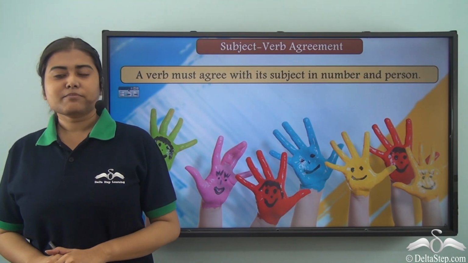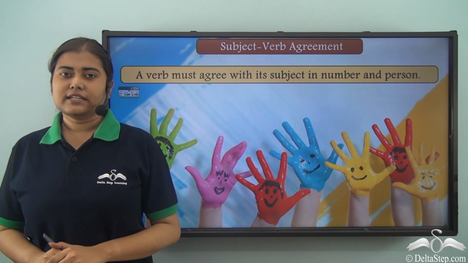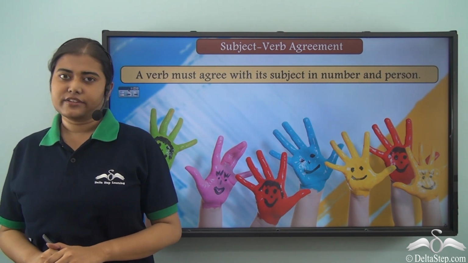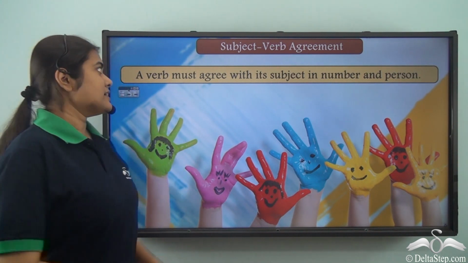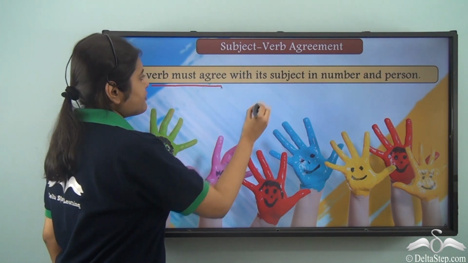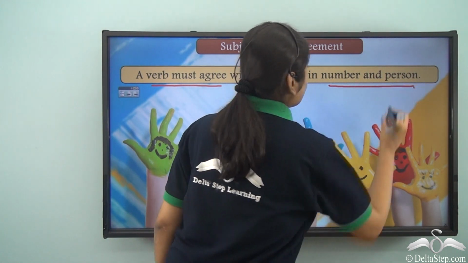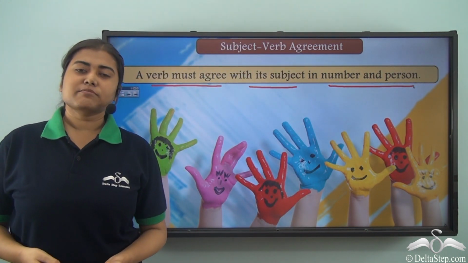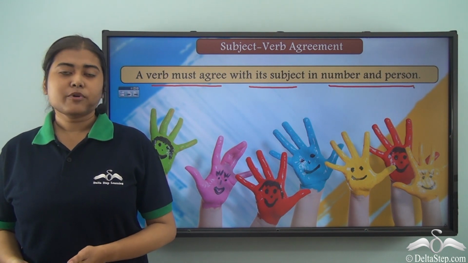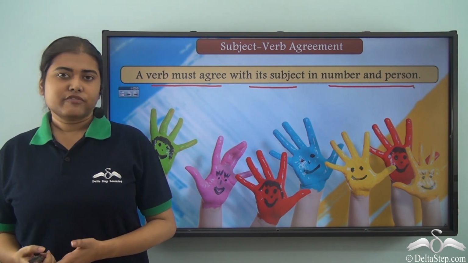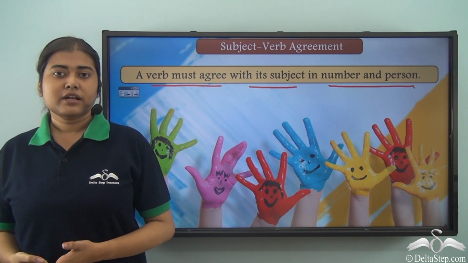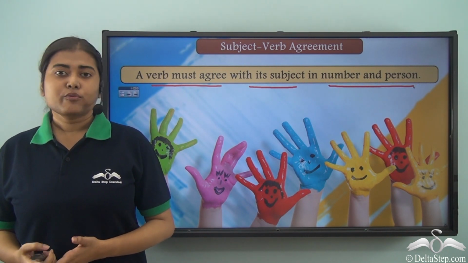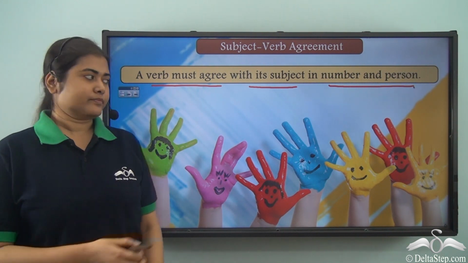We have already learned what a subject is, and we have also learned that a subject and the verb in a sentence must agree with each other. Now, the basic rule is a verb must agree with its subject in number and person. That means when we have a singular subject, we normally use a singular verb. When we have a plural subject, we normally use a plural verb. Now, there are some more rules regarding subject-verb agreement which we are going to learn today.